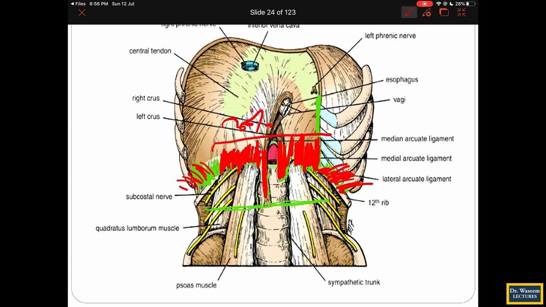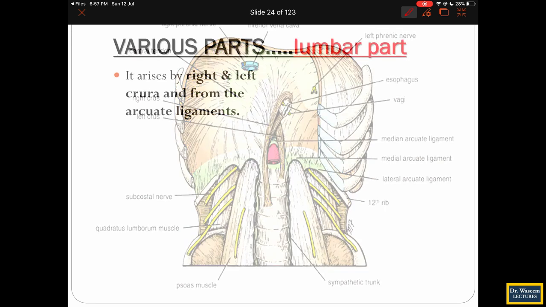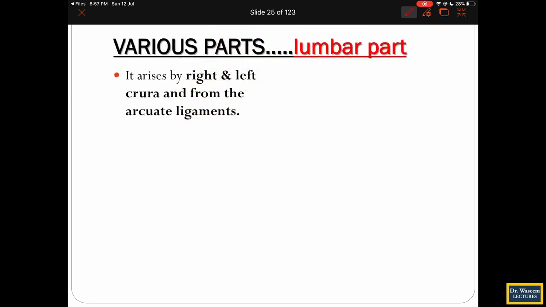After taking origin from the back, it will come forward in a dome-like fashion till it is inserted here. You see, this all is the central tendon of the diaphragm, so that a dome is created here. 2 domes will be created on 2 sides here. This is the lumbar part. Lumbar part is very tricky. I will tell you how this is here.